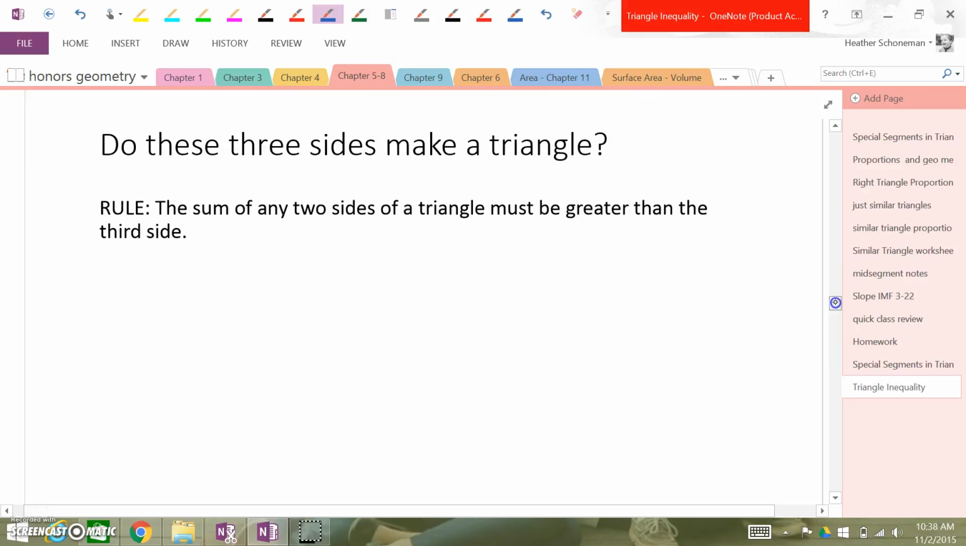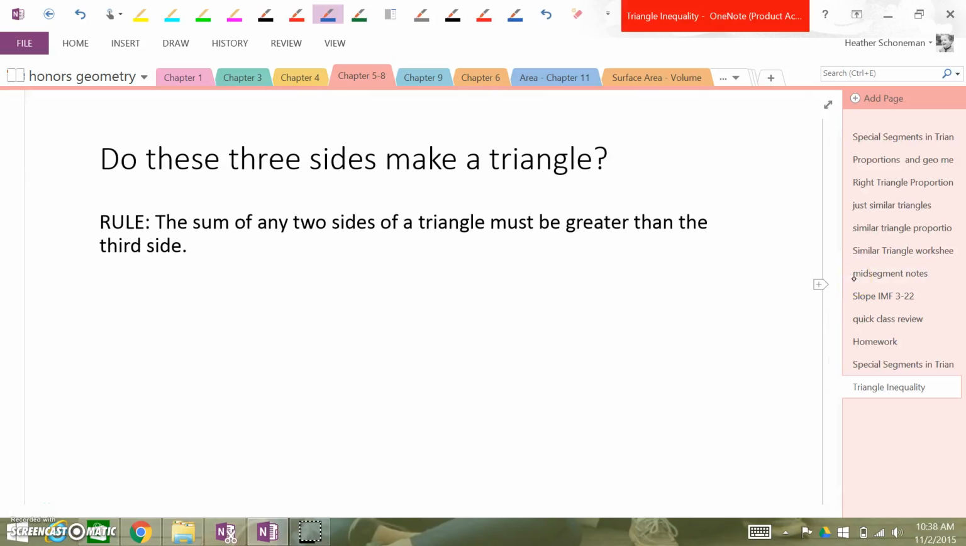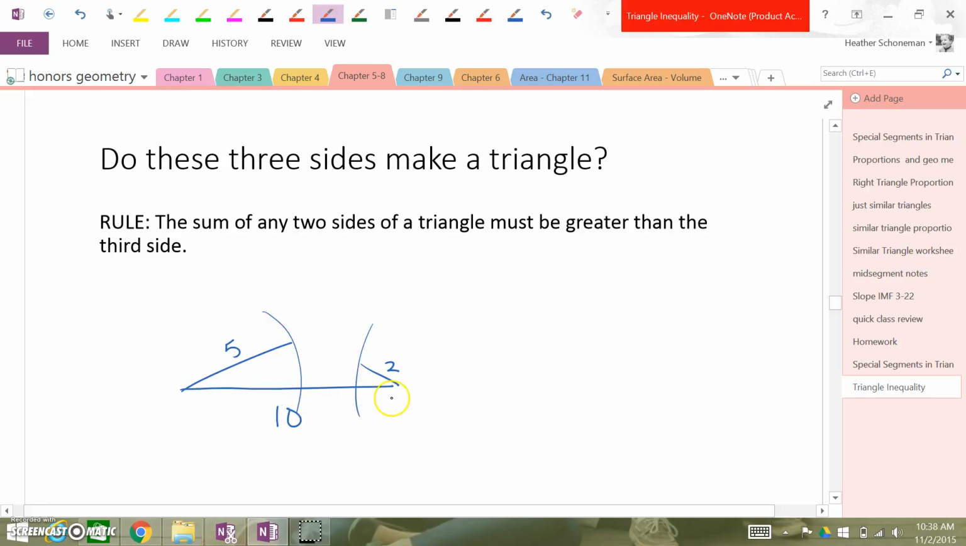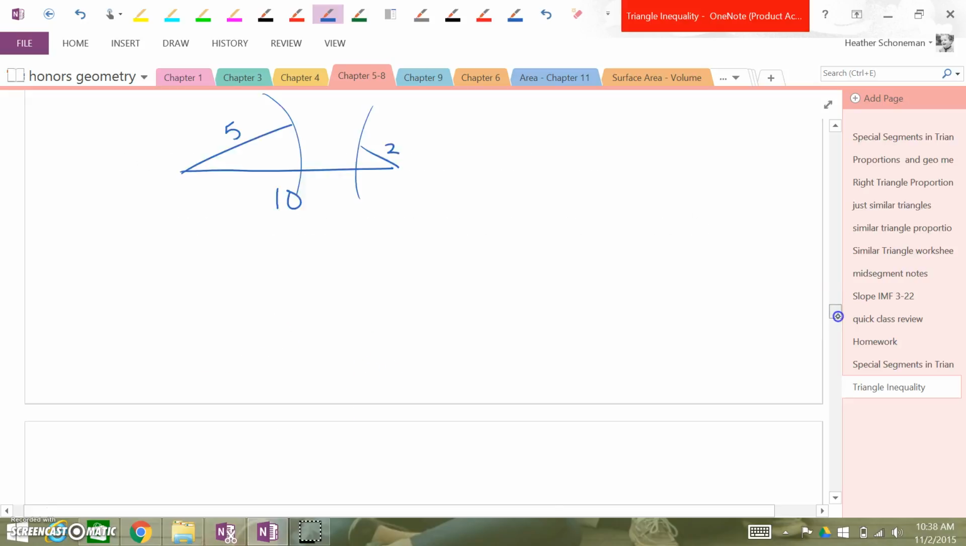Next thing with triangle inequality. So these three sides make a triangle. So we have a rule that says the sum of any two sides of a triangle must be greater than the third side. Because given two sides, not all combinations will work. Let's look at this example. Pretend this side is 10, and this side is 5, and this side is 2. If I try to fold them together and make a triangle, they're just going to collapse on themselves. They're not actually going to meet up and form a triangle. So not any three numbers make a triangle. You have to see if any two sides are greater than the third.